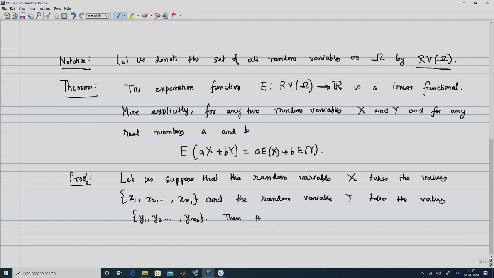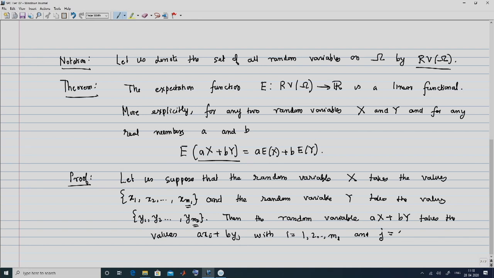Then, we are interested in the random variable aX plus bY. What does it look like? Remember that any linear combination of random variables is also a random variable. So, this random variable aX plus bY will take values of the form a xi plus b yj, with i equal to 1, 2, all the way to m1, and j equal to 1, 2, all the way to m2.